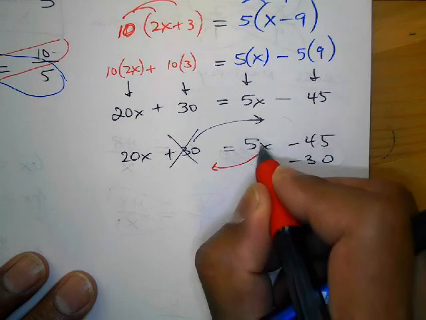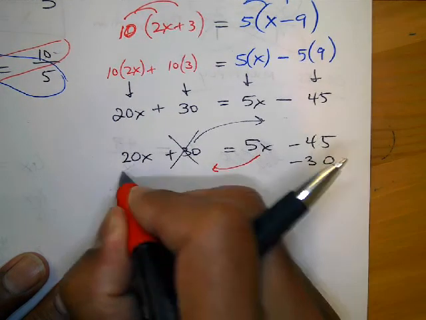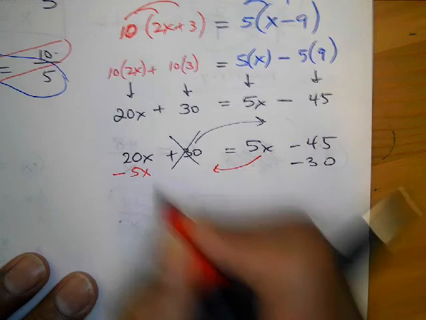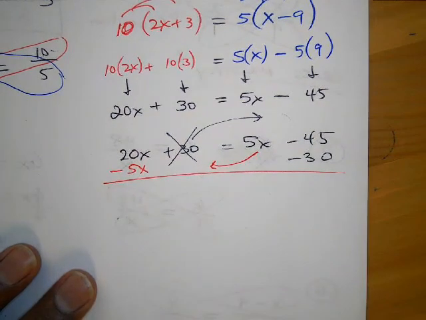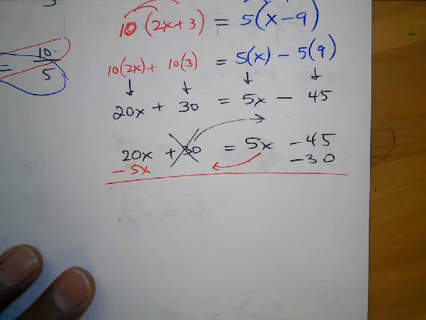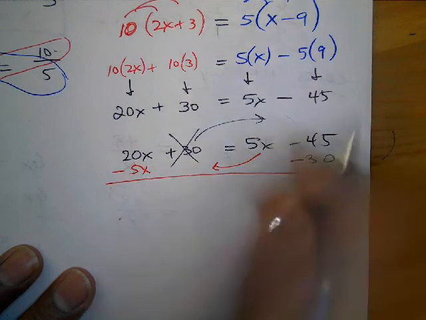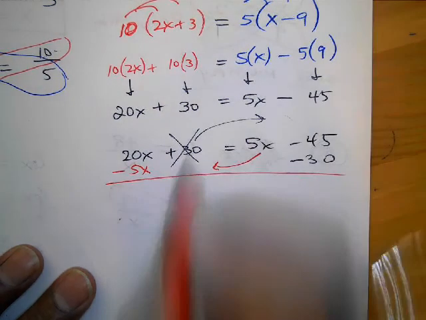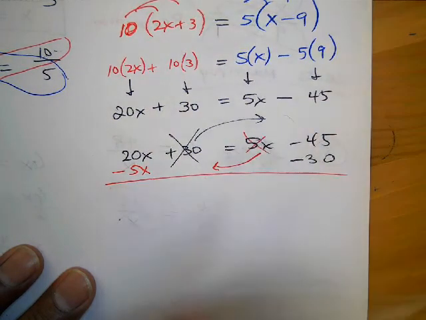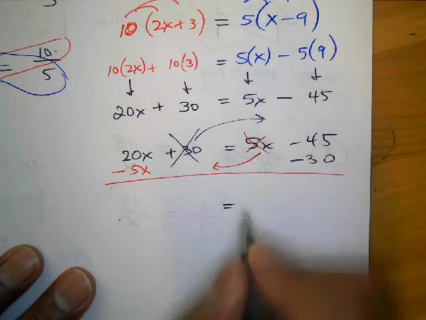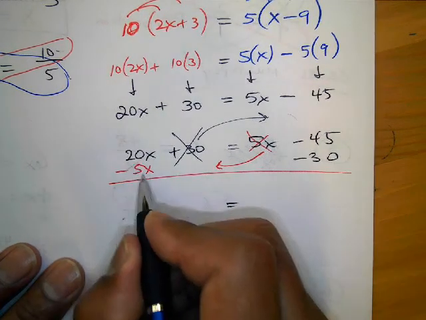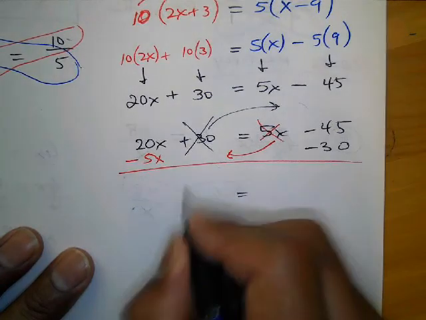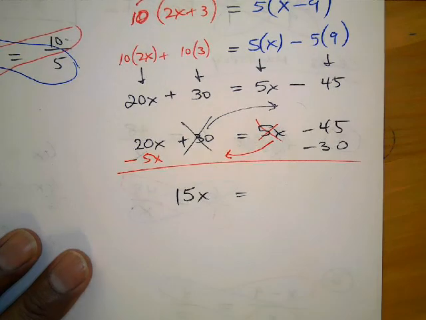This variable, I want it over here. And if this is a positive 5x and I move it to that side, or some of you will do minus 5x, it's going to be negative 5x. But you solve it however you want. There's a couple of different ways to do it. I'm going to be left with this. This one went that way, it's not here. This one went this way, it's not there.